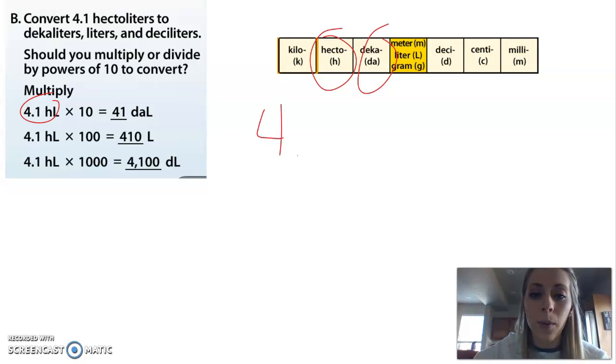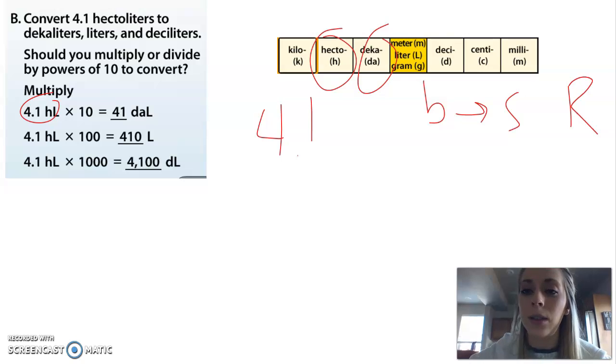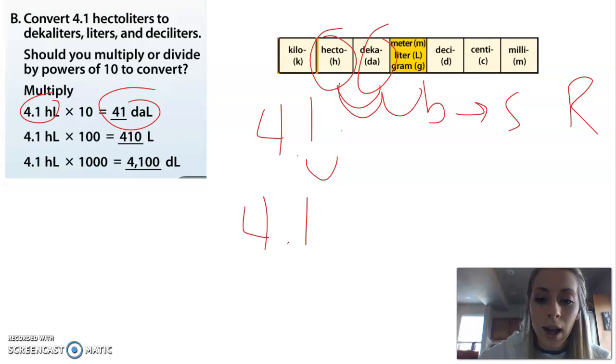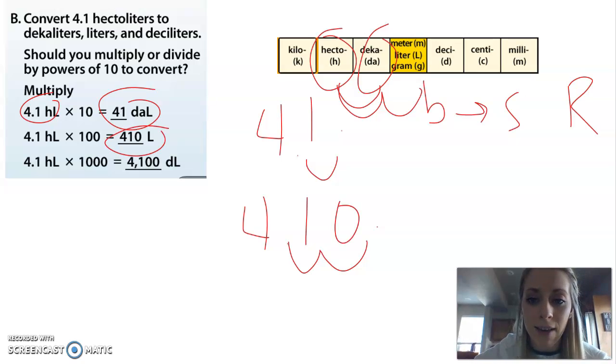So we have 4.1. We are going bigger to smaller this time. So we move our decimal to the right, just like we do on our chart. Moving to the right once. We point to our decimal, move to the right, put a new decimal. They got 41. All right, this time we're going from hecto to liters. So we go 1 loop, 2 loops. So we have 4.1. I go 1 loop, 2 loop, put my new decimal. My new number is 410 as they gave us, okay?